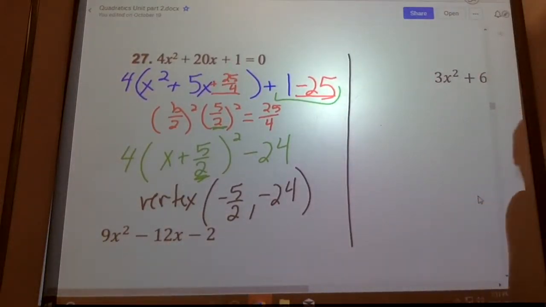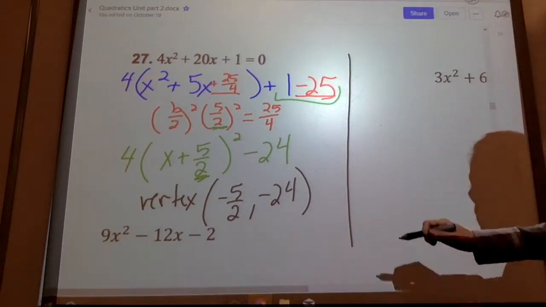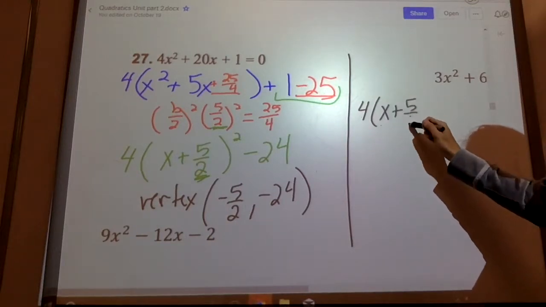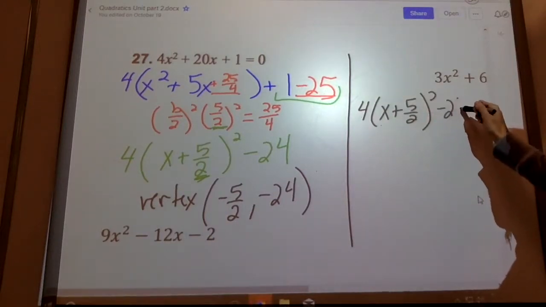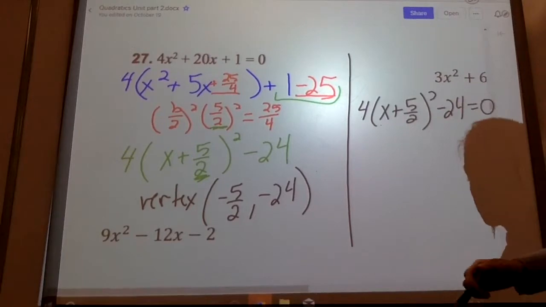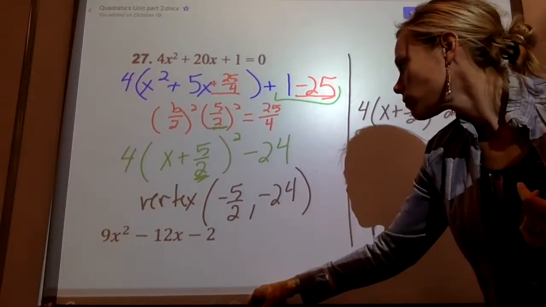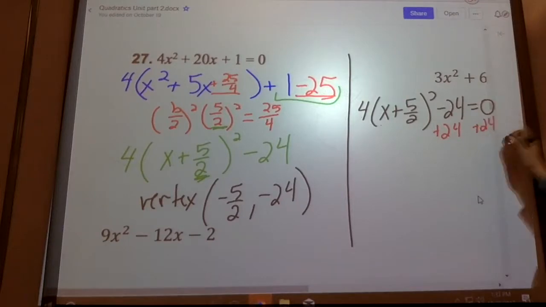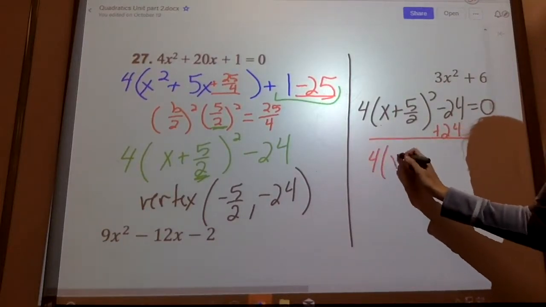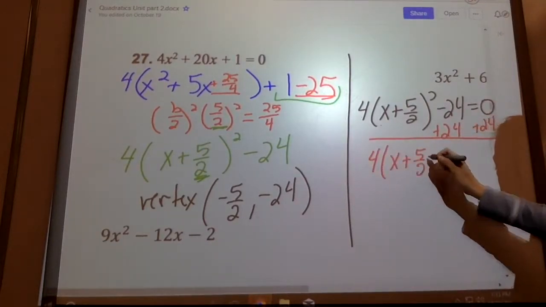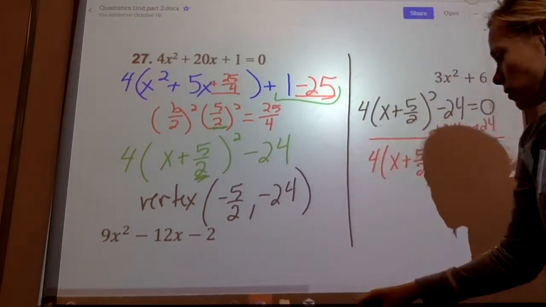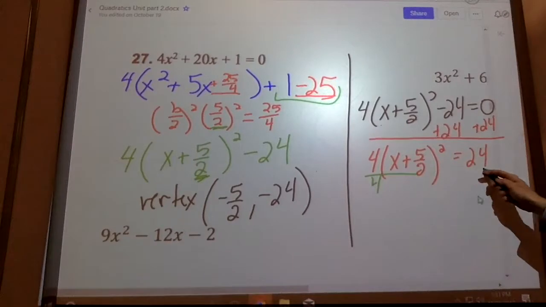So that's the first part. The second part is now solve for your roots. So here's my function. Set it equal to 0. So what am I going to do? I'm going to add 24 to both sides, divide by 4, because I've got to get the parentheses by itself so I can square root.